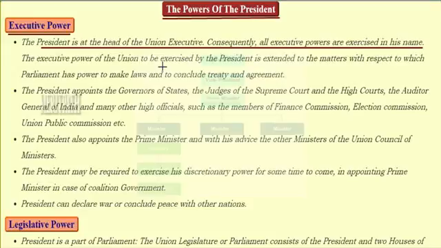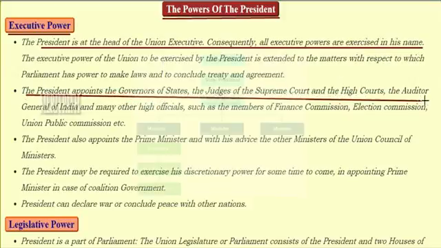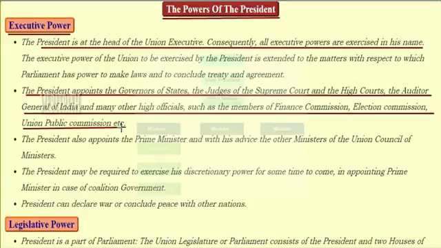The executive power of the Union is exercised by the President, and it extends to the matters with respect to which Parliament has the power to make laws and to conclude treaties and agreements. President appoints the governors of the states, judges of the Supreme Court and High Courts, the Auditor General of India and many other higher officials such as the members of the Finance Commission, Election Commission, Union Public Service Commission, etc.